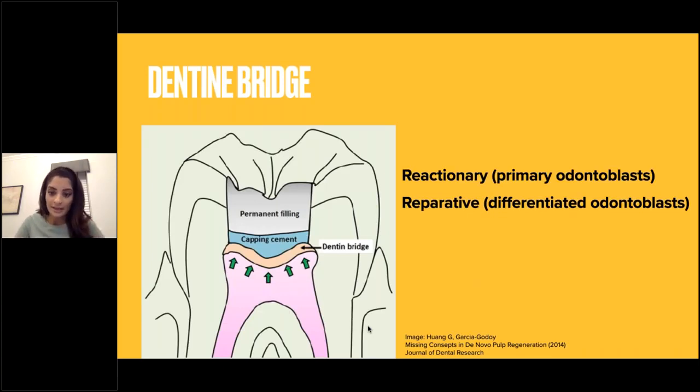Now there's two types of dentine bridge. One is a reactionary dentine, and the second is reparative dentine. And the difference is that primary odontoblasts, so odontoblasts that are already surrounding the pulp, will form reactionary dentine. But if the insult to the pulp has been a little bit more, those odontoblasts are damaged and die, and new odontoblasts have to be formed from the stem cells that naturally live in the pulp. So stem cells will then differentiate into odontoblasts and then form reparative dentine. So it's a little bit more irregular when that happens.